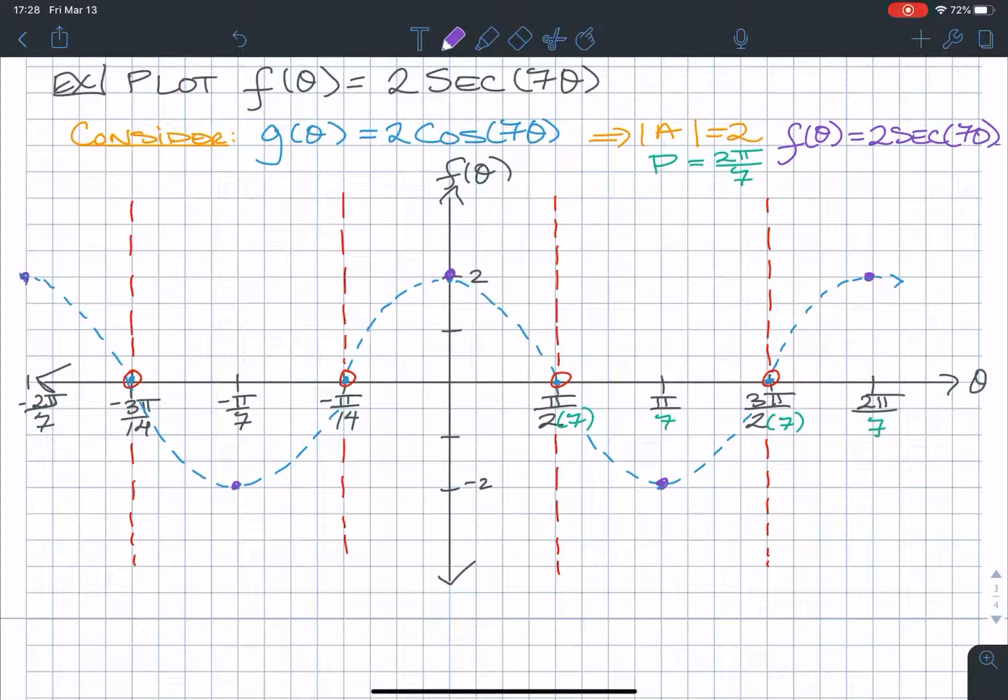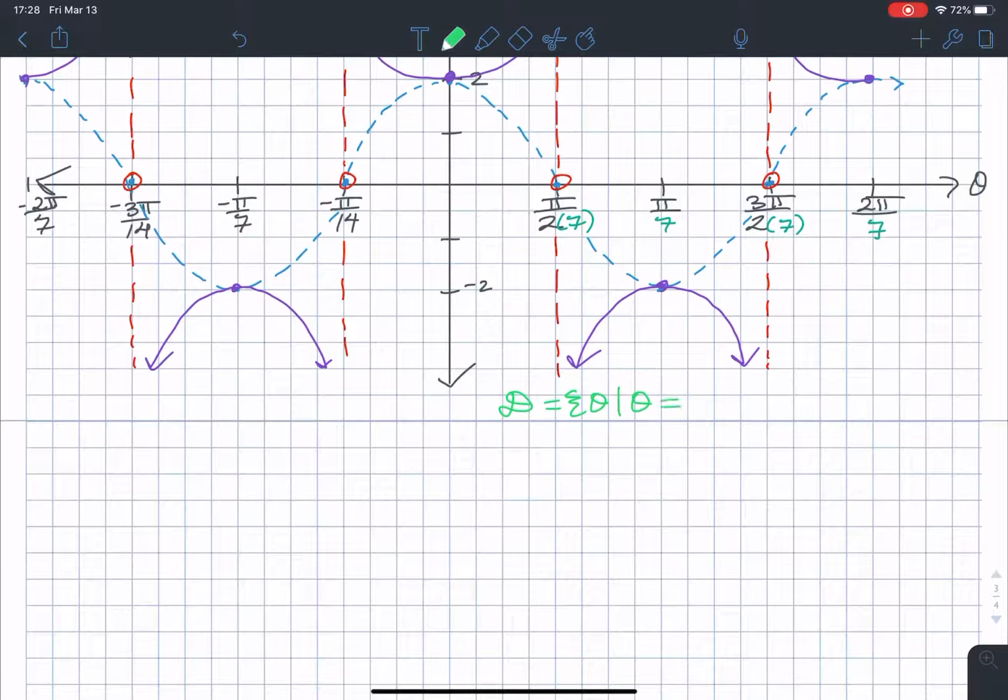Okay, so for this function, the domain, let me go ahead and put this down here. The domain was all values of theta, given that theta was not equal to, looks like pi over 14 plus, so what's the distance between each asymptote? That looks like it's pi over 7, so plus pi over 7 times k, where k is an integer.